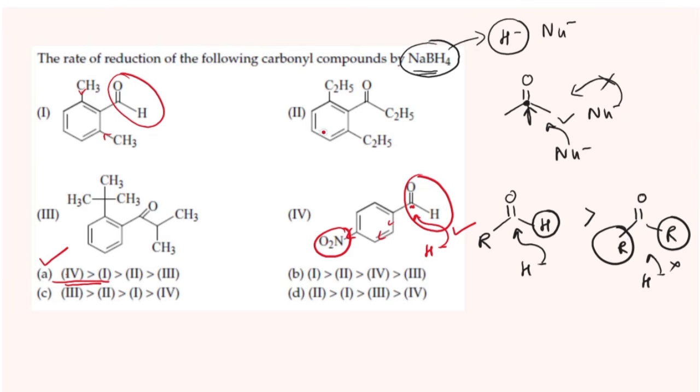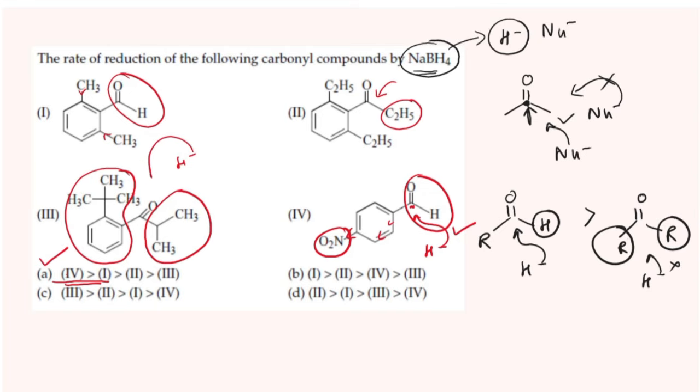Then we have molecule 2. You can see there is an ethyl and then there is a bulky group. That's why it is less reactive as compared to 1. Why is this the least reactive? Because the bulkier the group over here, the attack of hydride will become much more difficult. Hence, this will be the least. So this is how you have to compare the reactivity of the molecules.